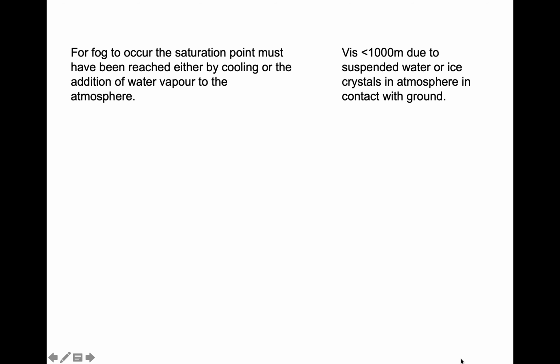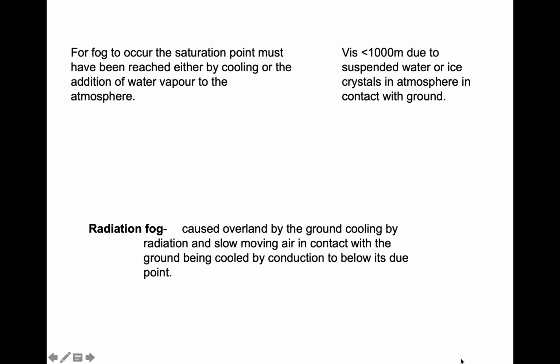So today's lesson we're going to be looking at fog. For fog to occur, the saturation point must have been reached either by cooling or the addition of water vapour to the atmosphere. And for visibility, it has to be less than 1,000 metres due to suspended water or ice crystals in the atmosphere in contact with the ground.